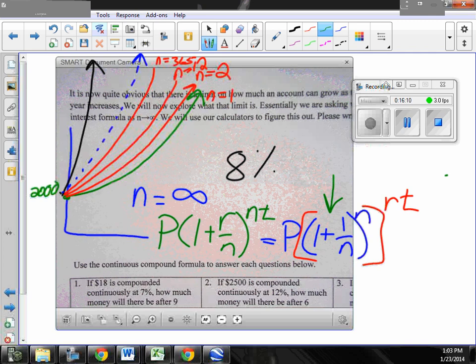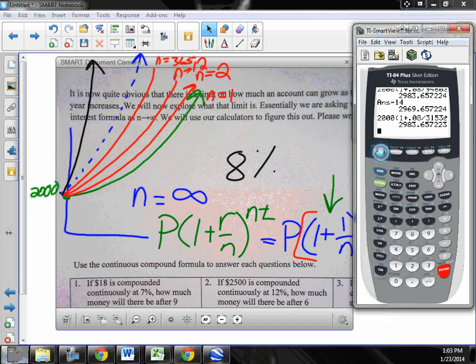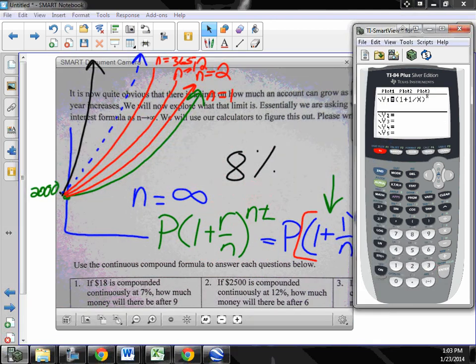Okay? Well, here's how we're going to do it. And you don't need to type this in. You can just watch. So I'm going to type this into my graph: (1 plus 1 over x) raised to the x. Zoom standard.